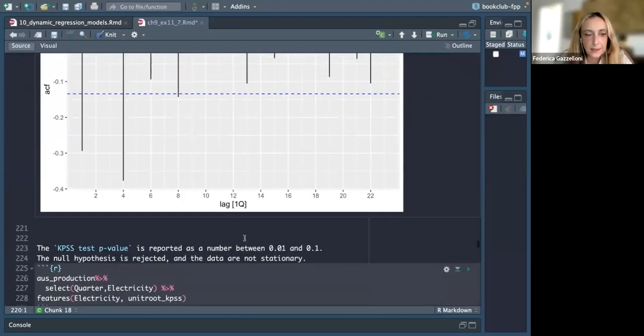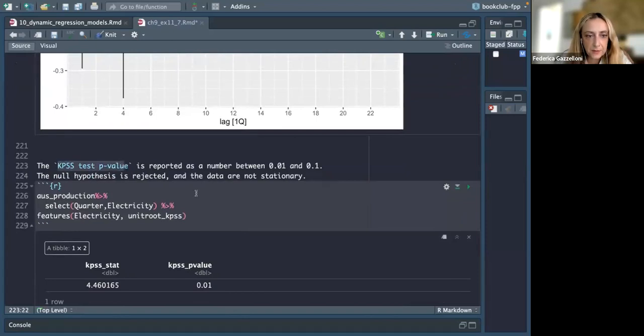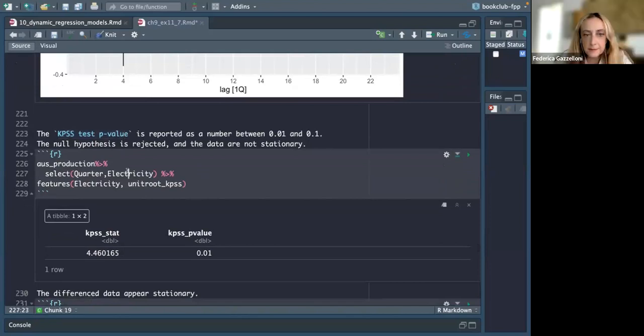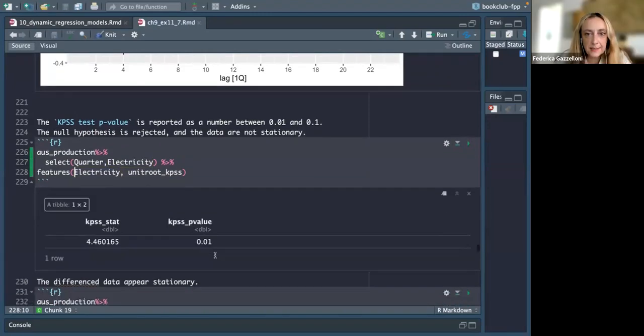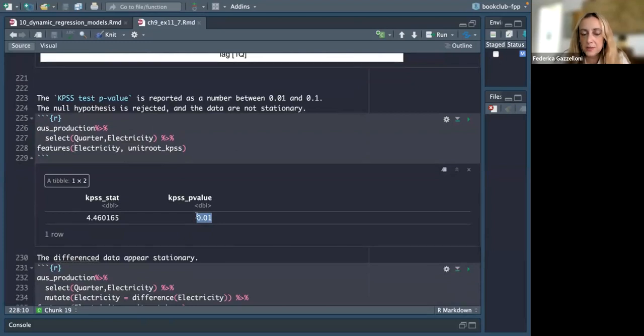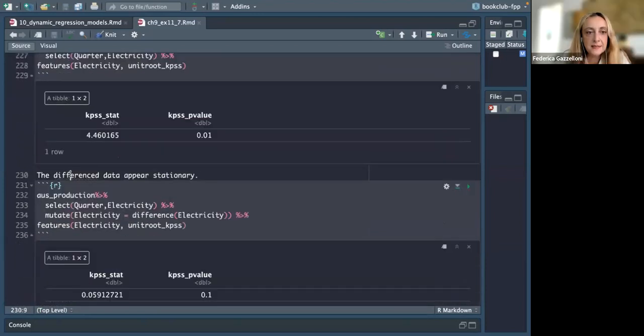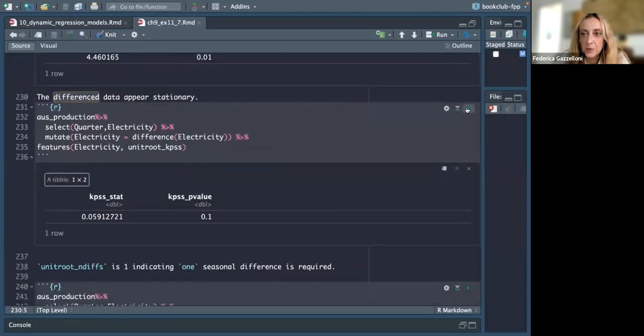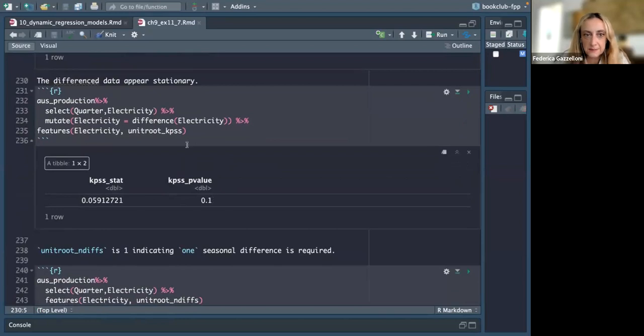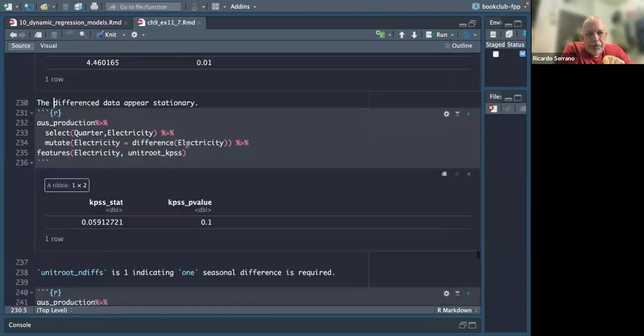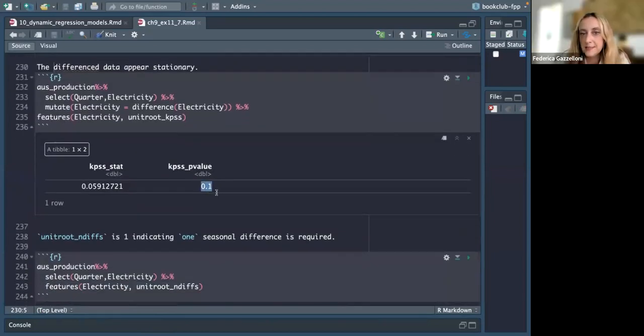So the KPSS value on the original time series, correct? Yes. The original is at the very lowest level. And so this means that the null hypothesis is rejected, and so the data is not stationary. Yep, under these assumptions. But then with differencing, we can see that things change. Yes, it changes on the other side. So this is the maximum level and it can be even higher.